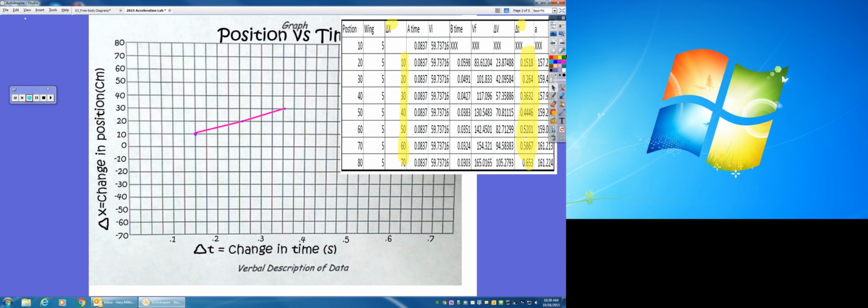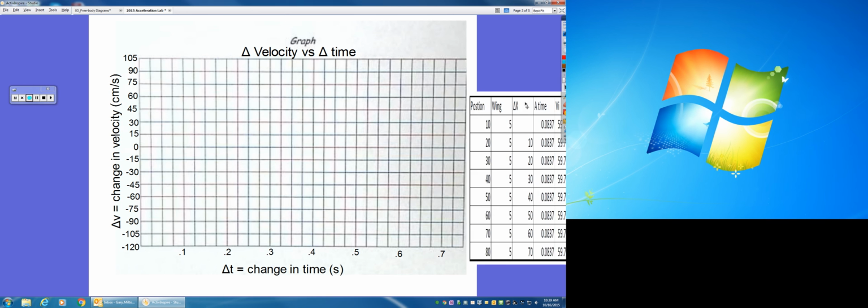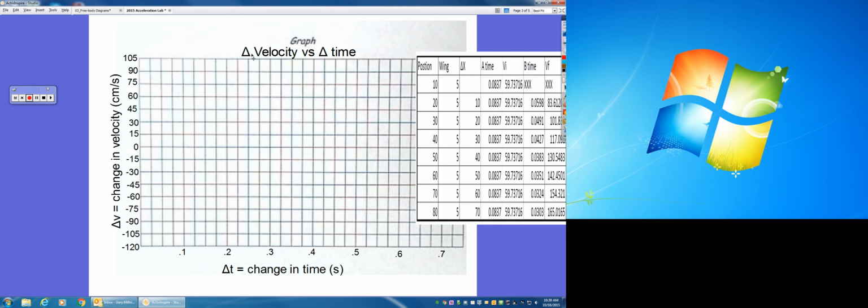Next would be the velocity versus time graph. Again, I've got my data over here. I'll move this out of the way so you can note how this graph is laid out. The title is change in velocity versus change in time. On the y-axis, you have delta v equals change in velocity and the units, which is centimeters per second. Then you have the numbers, which start at negative 120, then go 15 per box, so negative 105, negative 90, negative 75, and so forth, all the way up to 105. The change in time is exactly the same as what we plotted on the last one, so the layout is the same. Every 4 boxes, 0.1, 0.2, 0.3, 0.4, 0.5, 0.6, 0.7.